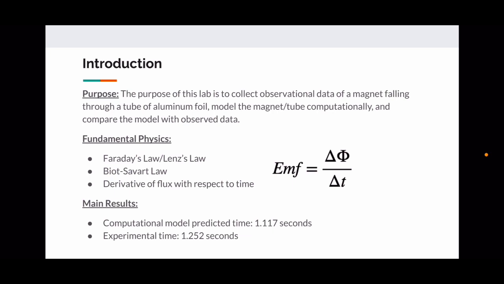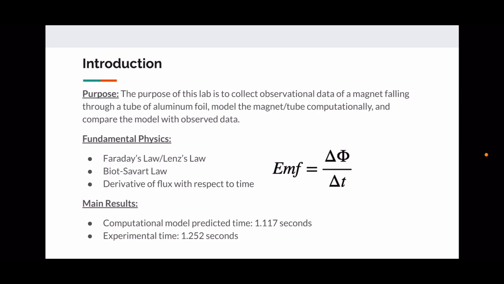The physics we're going to be using is Faraday's law, which relates changing magnetic field and area of a surface to flux, and then we can calculate EMF and current through there. The Biot-Savart law for magnetic field through a ring, and then derivative of flux with respect to time, which gives us the EMF of the tube around the falling magnet.